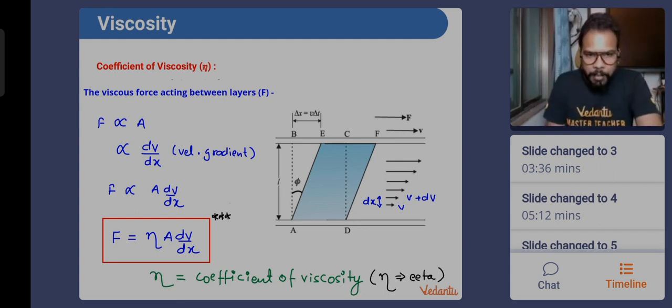This is an important formula. By the way, guys, in books you will also find a minus sign here. That minus sign indicates the resistive nature of the force. That means it is opposite to the direction of flow of the layers, so opposite to the direction of relative motion. That is what it indicates if you find a negative sign in the books. So the formula's expression matters.